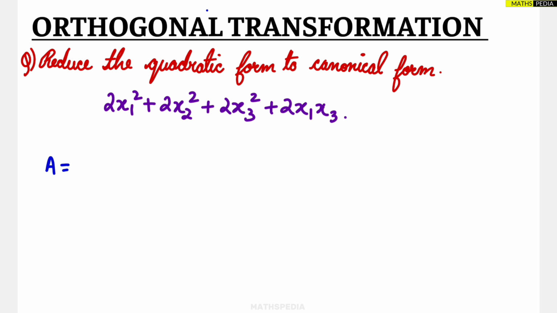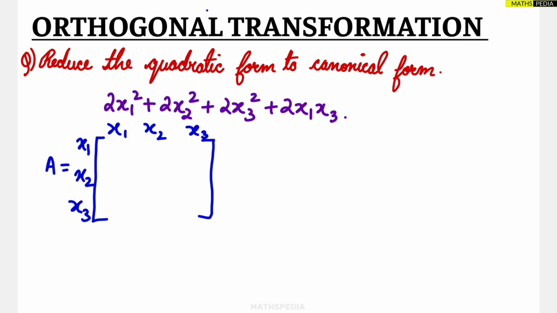Whatever the A matrix is, it will be 3 cross 3. Why 3 cross 3? Because how many variables are involved in the quadratic form? x1 is there, x2 is there, x3 is there. That means 3 variables. Therefore, it will be a 3 cross 3 matrix, that means 3 rows and 3 columns, a square matrix. Now column-wise you write the variables x1, x2 and x3, and row-wise also x1, x2 and x3.